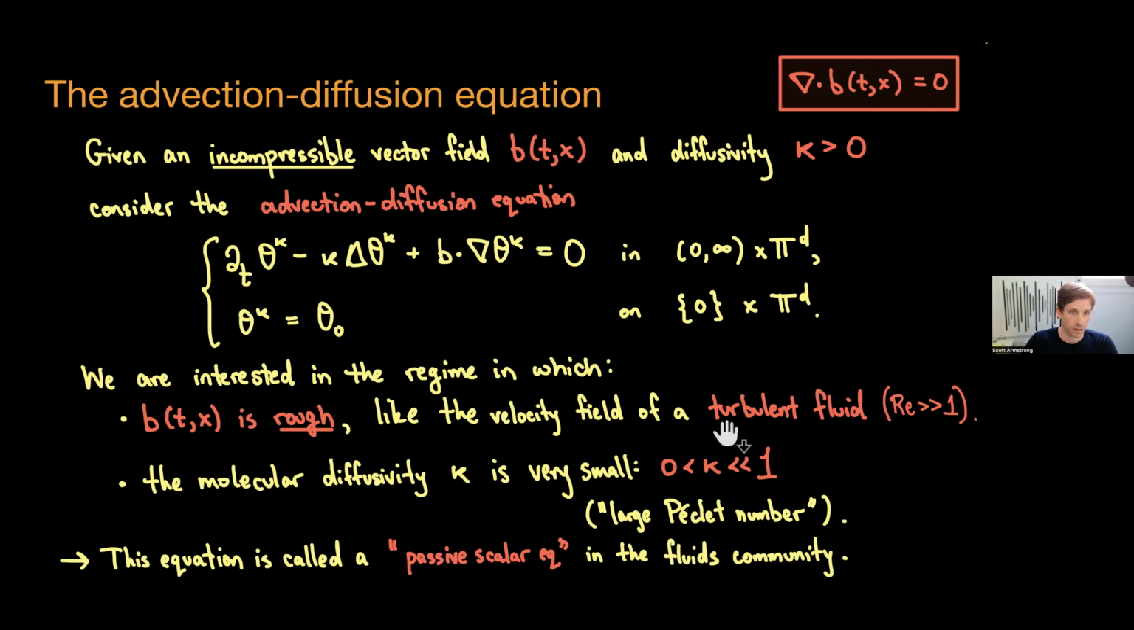Okay, and so the vector field, we're trying to make a vector field that looks sort of like the velocity field of a turbulent fluid. That's the idea. You can tell me how close we got here at the end. And again, this parameter kappa is very small. So we're in the regime of sort of large Reynolds number because the vector field is rough, and large Peclet number because the kappa is very small.